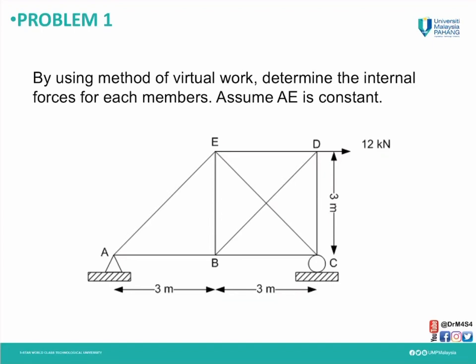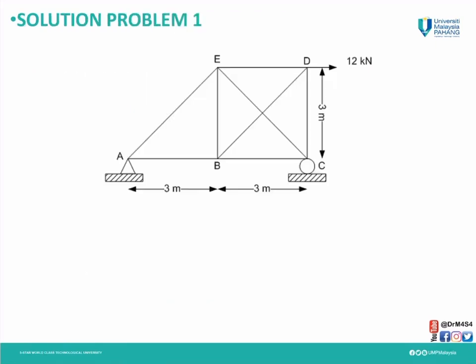Determine the internal force for each member. Assume AE is constant. First of all, we have to check the value for externally indeterminate or internally indeterminate. The formula for EI is R minus 3, and for II it is M plus R minus 2J.